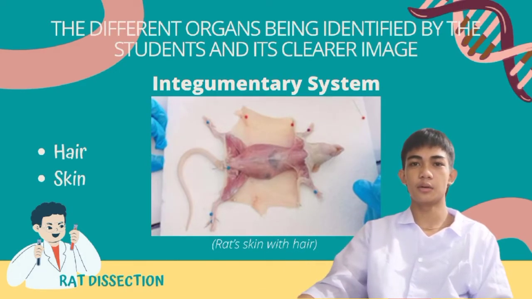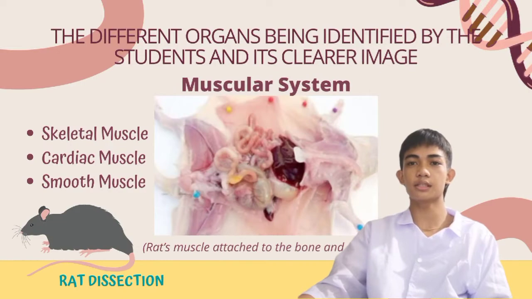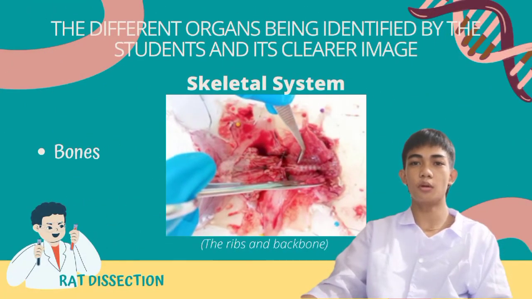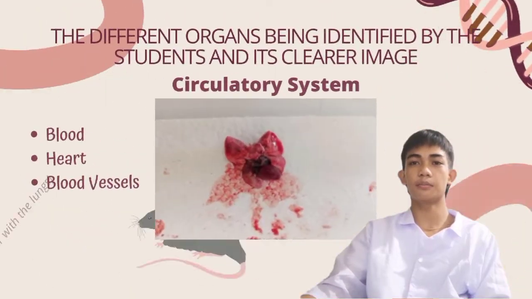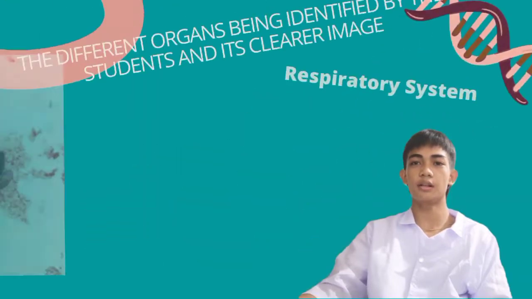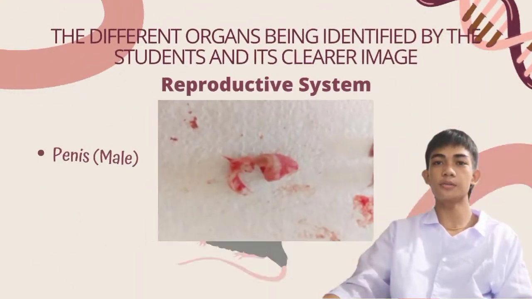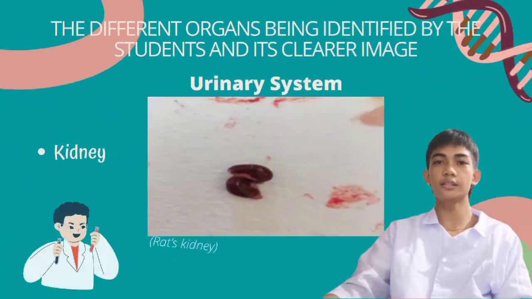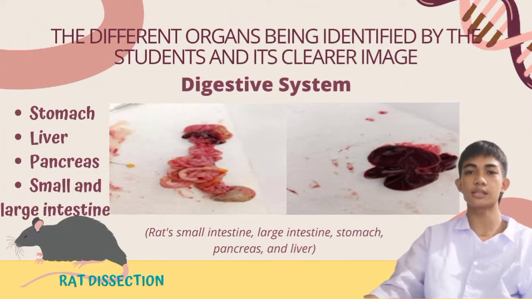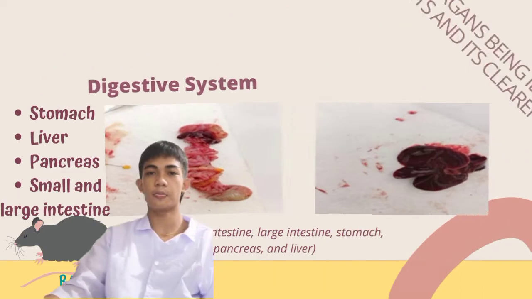Body systems. We have the integumentary system. Parts found in the rat's anatomy are skin and hair. For the muscular system, skeletal muscles, cardiac muscles, and smooth muscles. For the skeletal system, bones. Circulatory system, blood, heart, and blood vessels. For the respiratory system, lungs. For the reproductive system, penis. Urinary system, kidney. For the digestive system, stomach, liver, pancreas, small and large intestine.